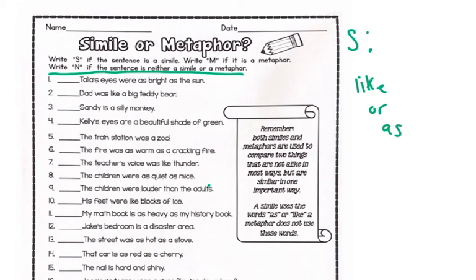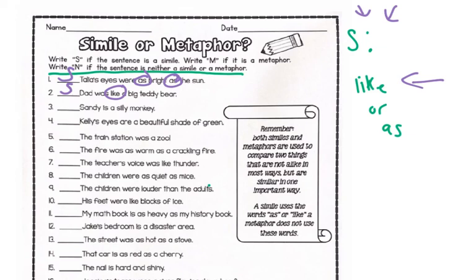All right, let's try a couple together. Talia's eyes were as bright as the sun. Well, I see those keywords, as. And we put right here that if we see those words, it's a simile. So I'm pretty confident the number 1 is a simile. Number 2, Dad was like a big teddy bear. Well, again, I see a key word, like, which makes me feel pretty good that this is also a simile.